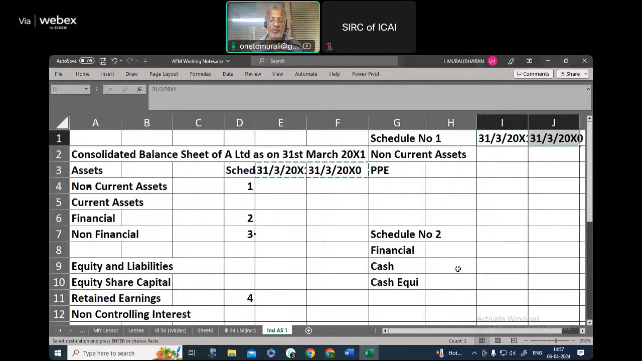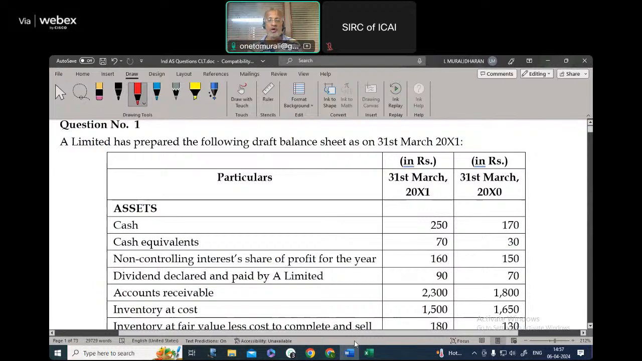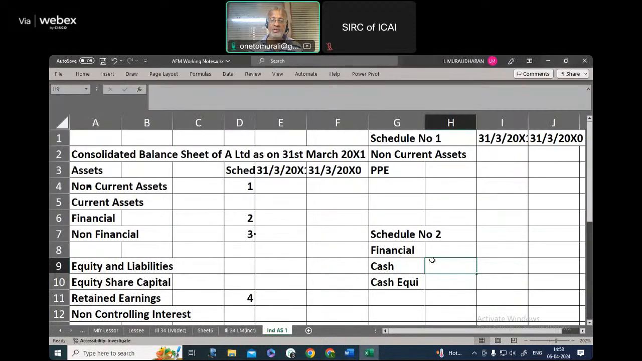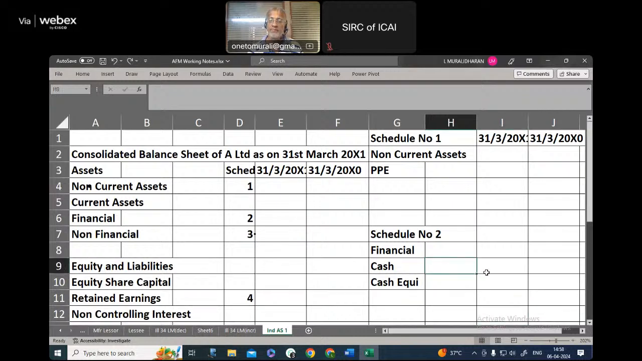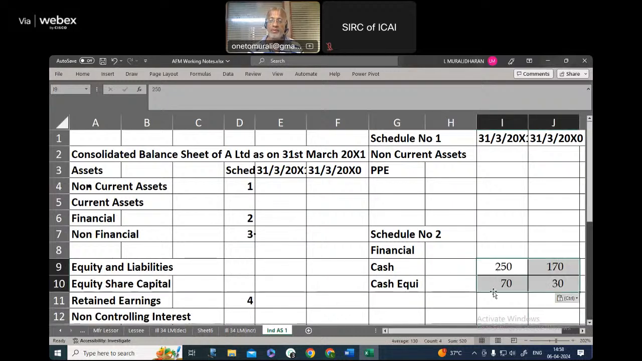Okay. See, now we will go according to the order only. 250, 170, 70, 30. I copy this. Let me see whether, yes. Yeah, we got it right. So even typing also we can just avoid. So let me just see whether they can be totaled. Yeah. Financial cash and cash equivalent.